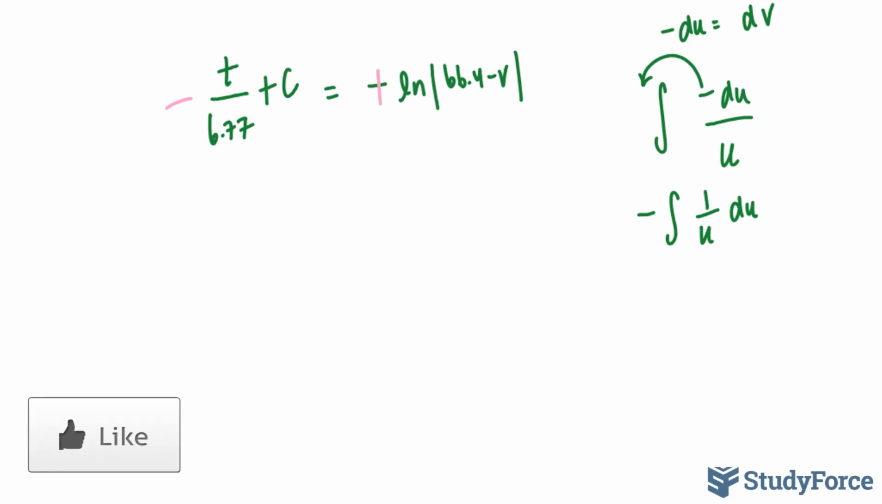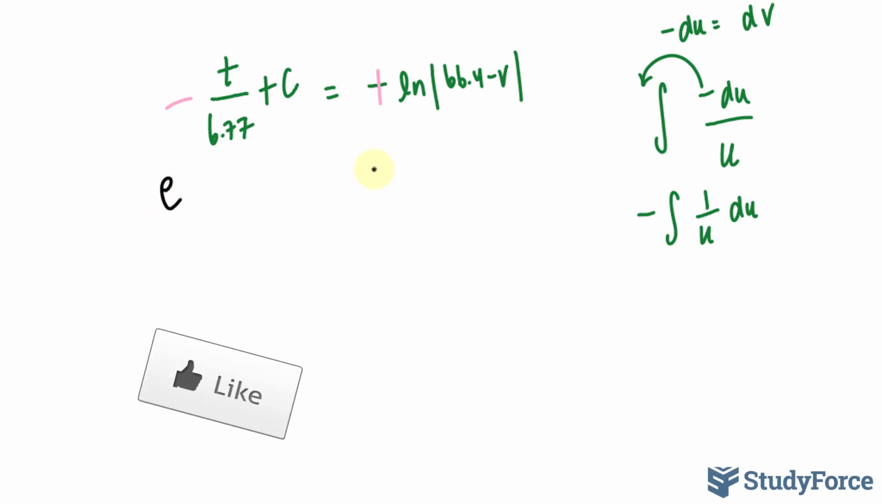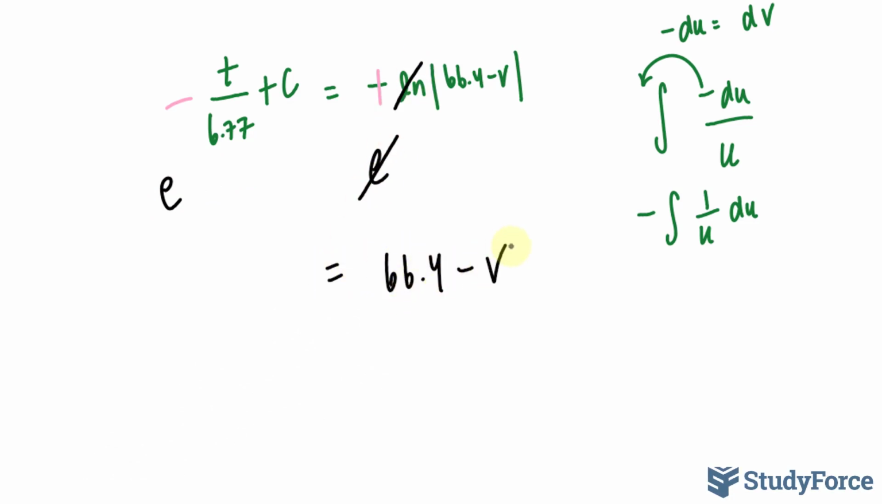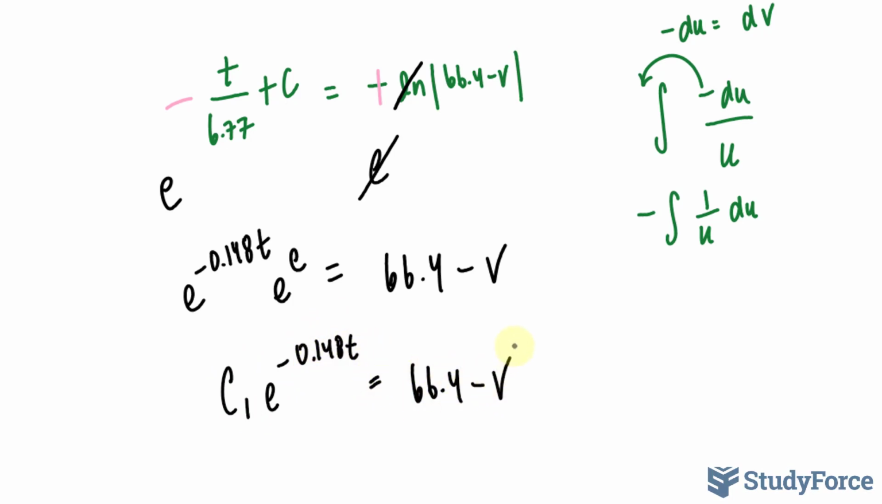Now I'll raise both sides to the base e, raising this side and this side to the base e. The e will cancel out with the ln. We end up with 66.4 minus v on the right side. And evaluating negative 1 over 6.77 on your calculator should give you roughly negative 0.14. So I'll use that instead. Negative 0.14, and if you want to be exact, it's actually negative 0.148 times e to the power of c. Instead of e to the power of c, I'll use c subscript 1. It's easier to read. C subscript 1 times e to the power of negative 0.148 t is equal to 66.4 minus v.